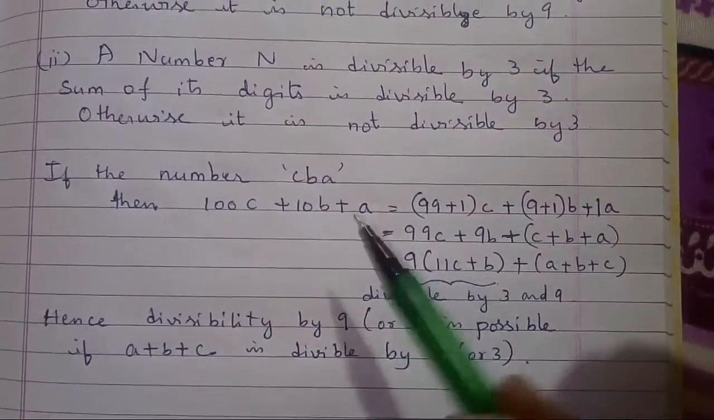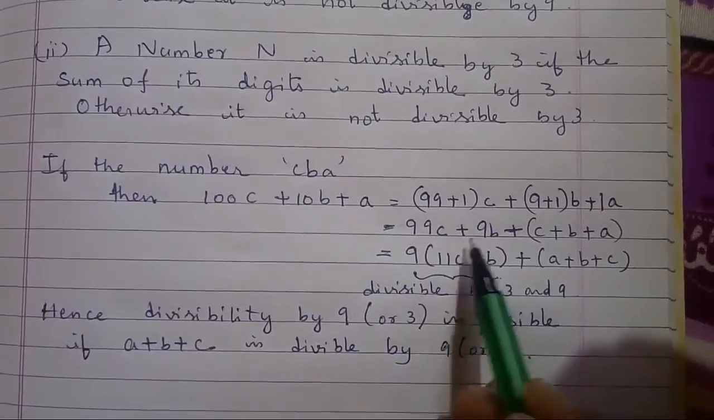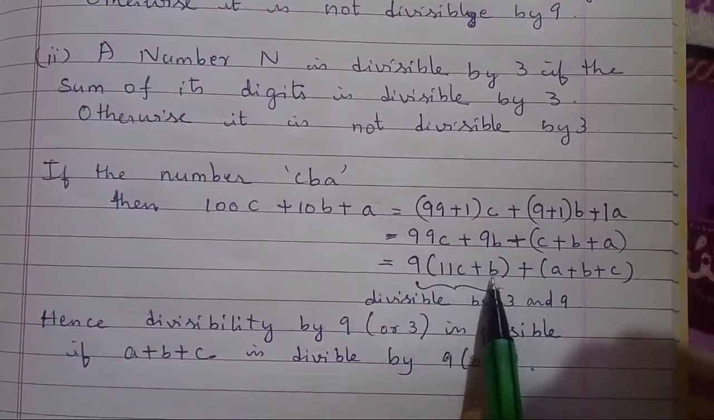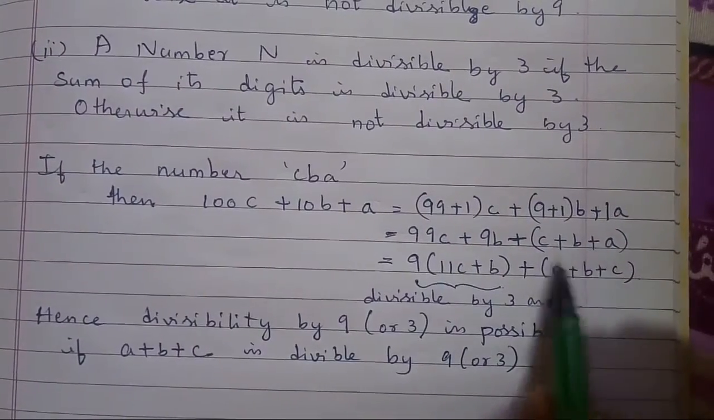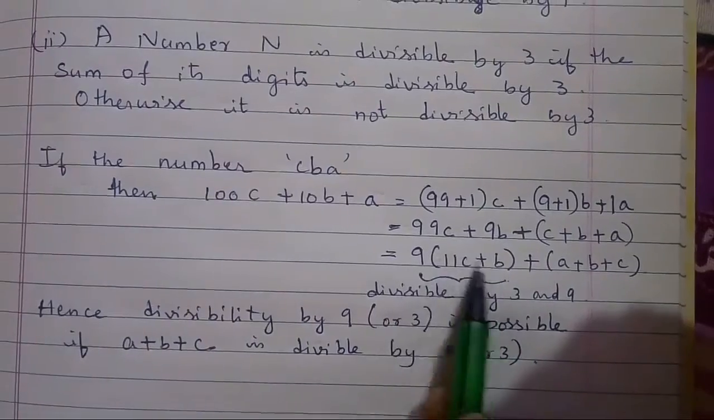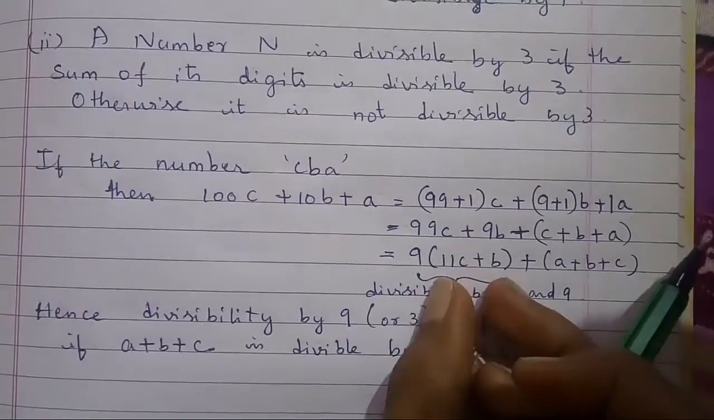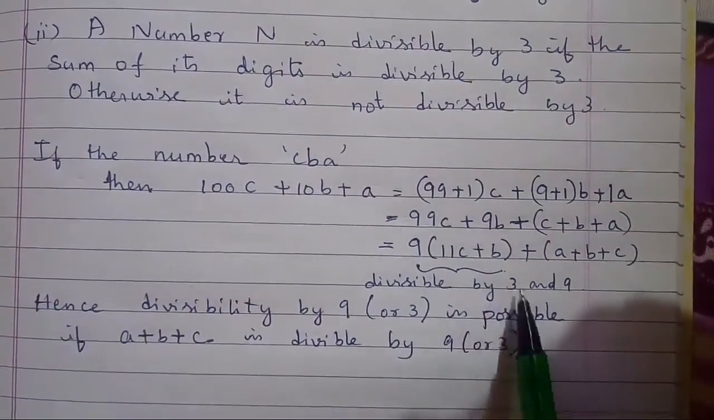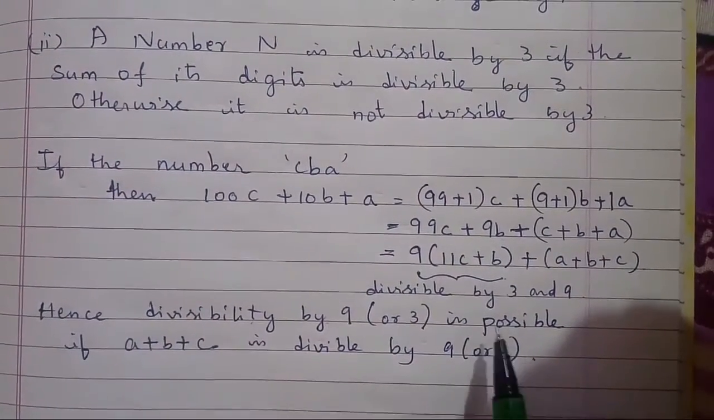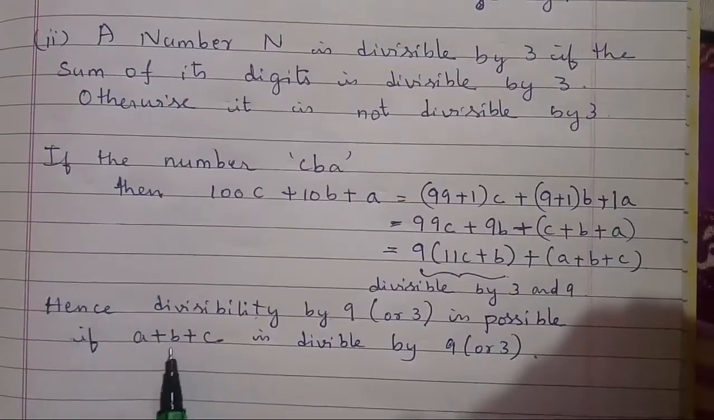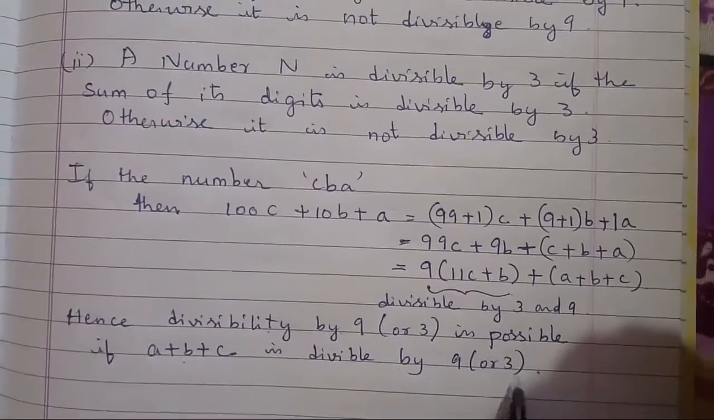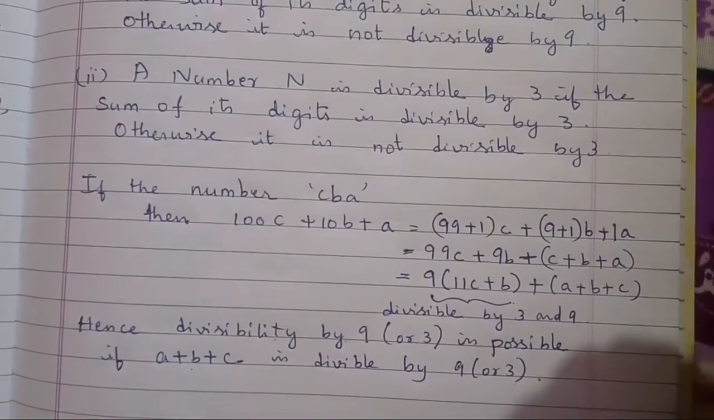I consider these digits together. Taking 9 common, this is 9 times (11C plus B) plus (A plus B plus C). The 9 times part is divisible by 3 and 9. Hence divisibility by 9 or 3 is possible if A plus B plus C is divisible by 9 or 3, because there will be a sum.